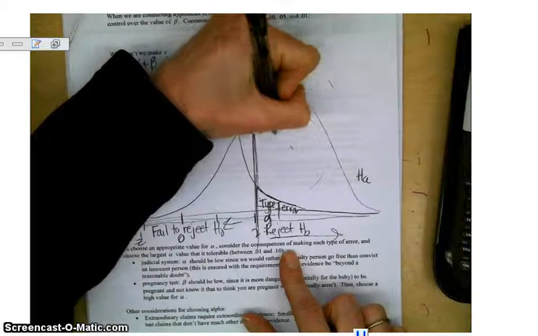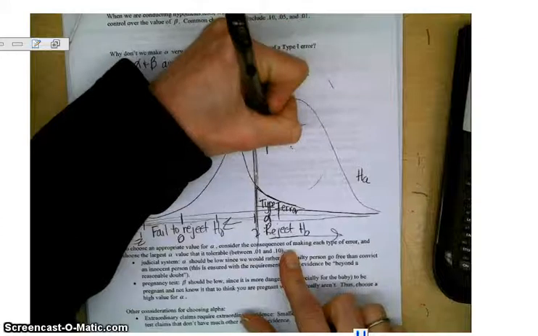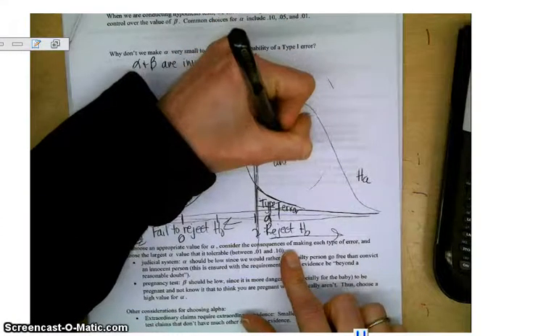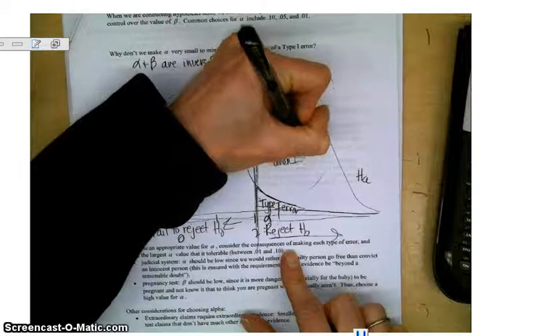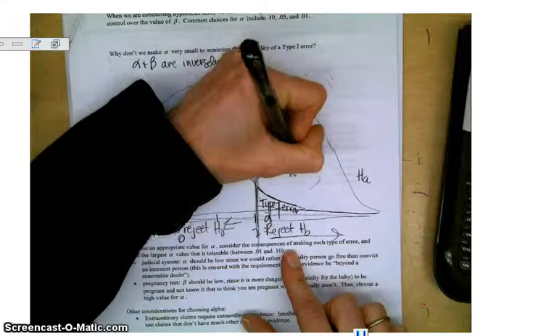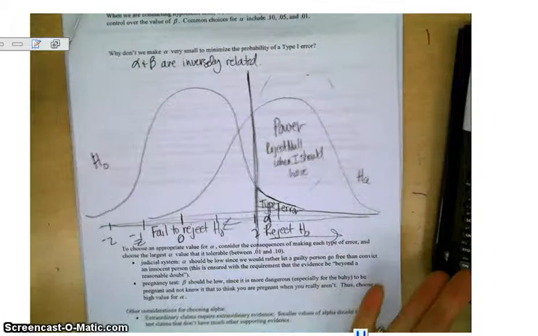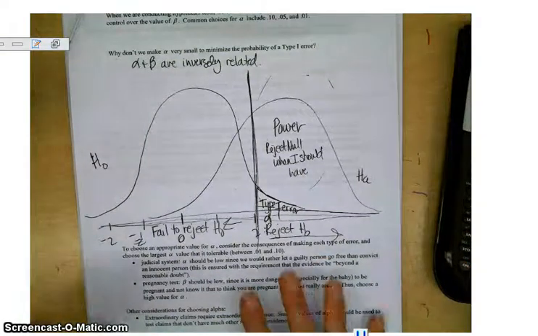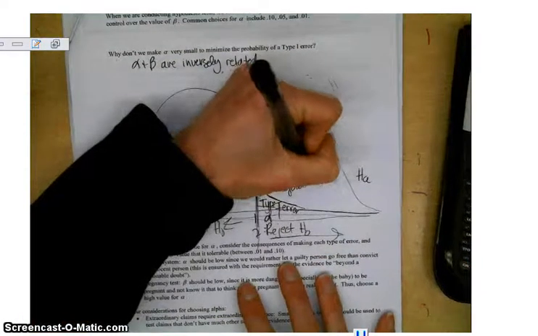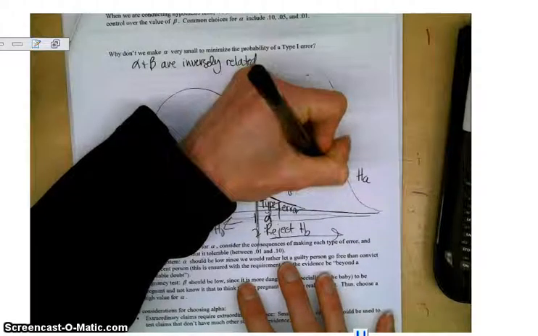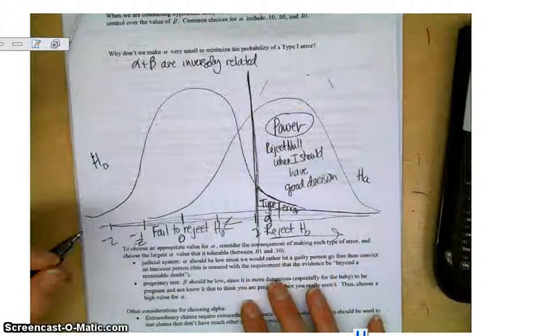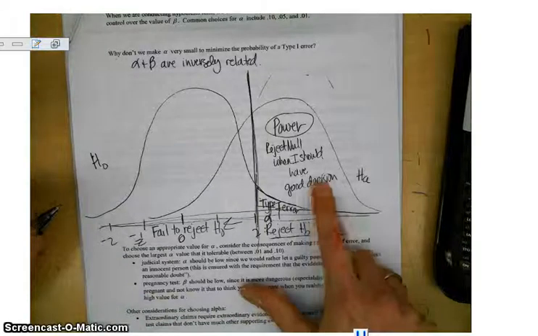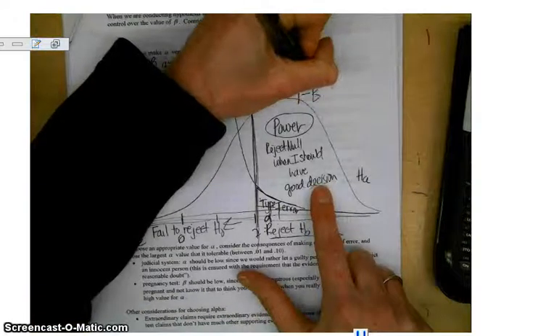This is called the power of a test. So this is reject the null when I should have. Reject the null when it's false. If the null hypothesis is not true, I should reject it. Okay, good decision. This is not a mistake. This is called the power of a test. And the power of a test is 1 minus beta.